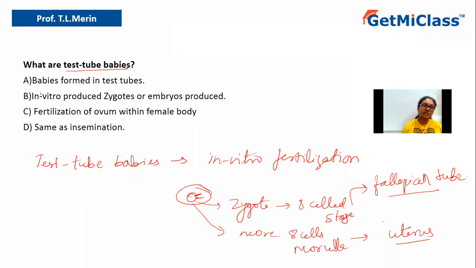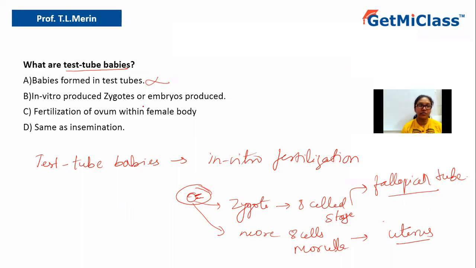So let's understand each and every option here. Option A says babies formed in the test tubes. Babies are not formed in the test tube. Please remember that it is just the fertilization process and slight embryo growth which happens in the in vitro condition, but the development of the baby has to occur in the womb of the mother itself. So that is ruled out.